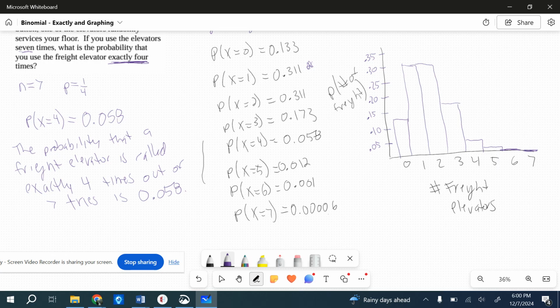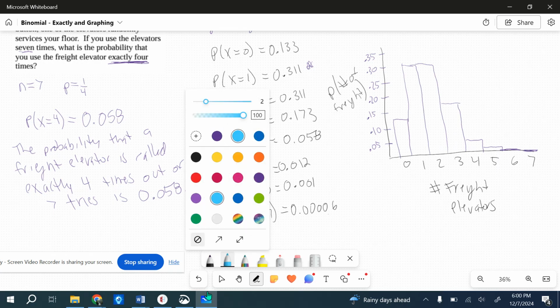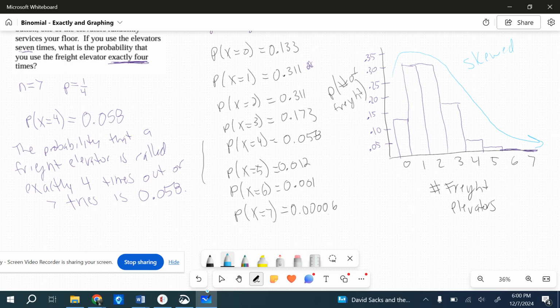All right, the next part of this is to describe the shape of my graph. And if you notice, it kind of goes up and then comes way down. And it goes down and to the right, which means this is skewed right. So to write your sentence, we would say the distribution of the number of freight elevators that are called is right skewed.